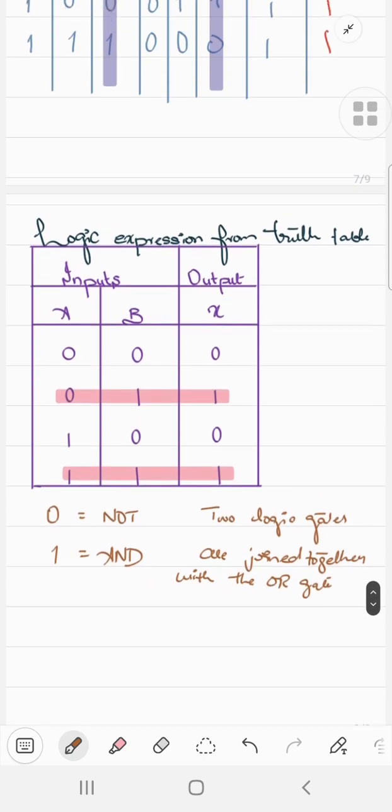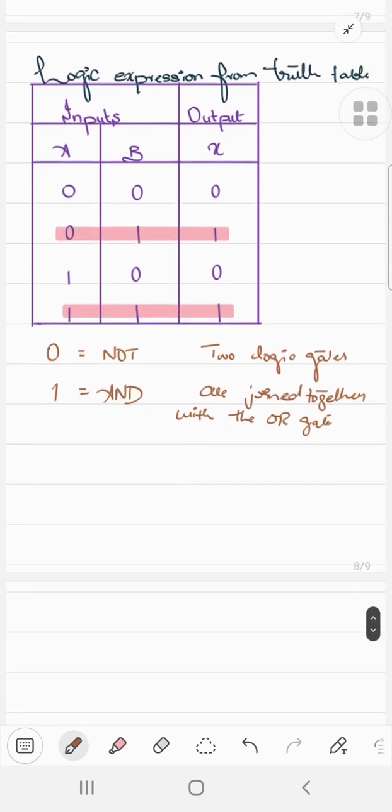Let's see how we are going to be forming the logic expression. Firstly, 0 means NOT. It means NOT A. 1 means B. 1 means AND, sorry. AND B. Done. The next gate says A. 1 means AND. So A AND B, because none of them is representing NOT. And we are now going to be joining these gates together with the help of the OR gate. This is how you simply have to make the logic expression from the truth table.